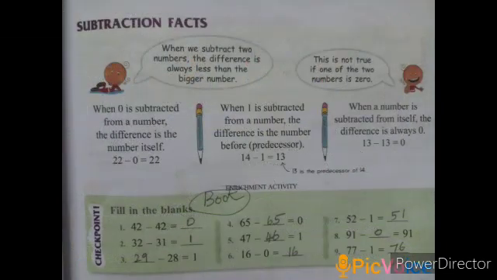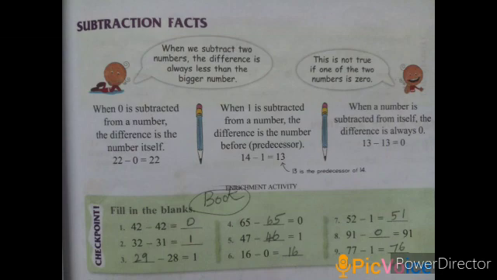Next topic will be subtraction facts. We are going to remember the subtraction facts and do the checkpoint sums. First one is, when we subtract 0 from any number, we get the same number. Next fact is, when we subtract 1 from any number, we get the predecessor. Third one is, when we subtract the same number, we get 0. So keep these 3 things in your mind, children. Then we will do the checkpoint fill up.